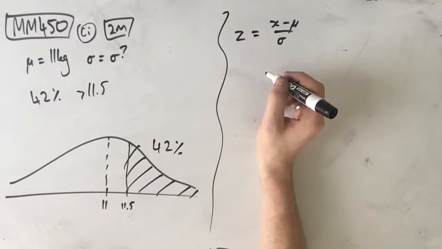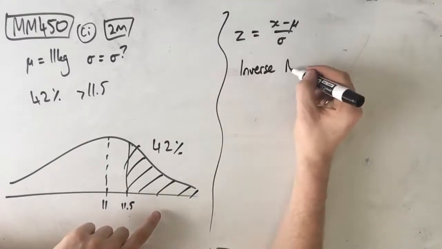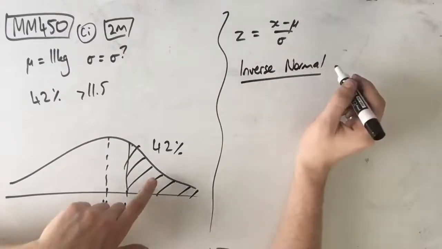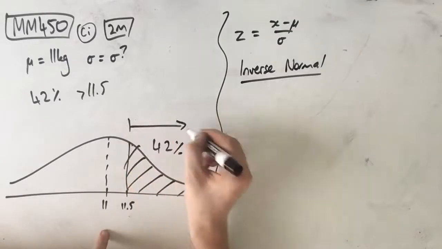So in order to find our z value, what we're going to do is use our inverse normal. Okay, so we know that we need to use our inverse normal because we know our probability, we know our area, but we don't know the value that it occurs at. Okay, so everything from here is 42%.